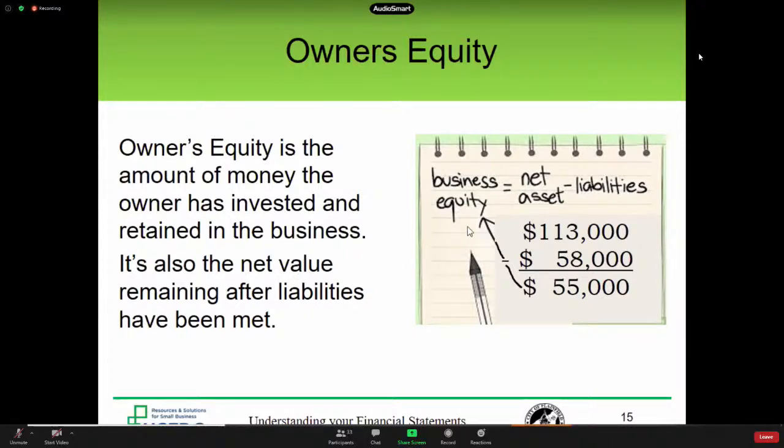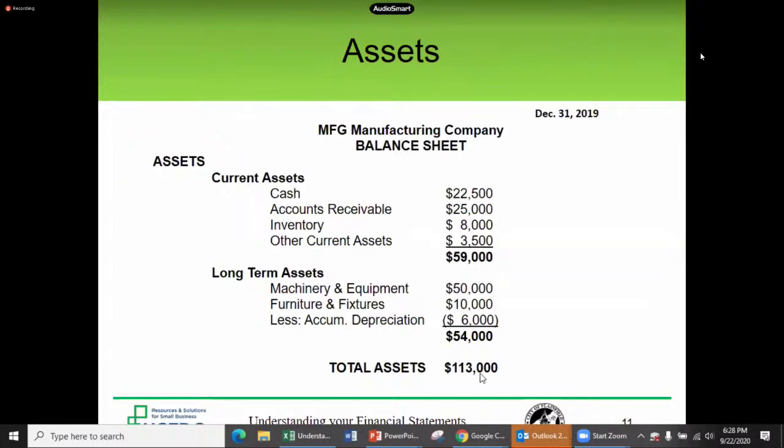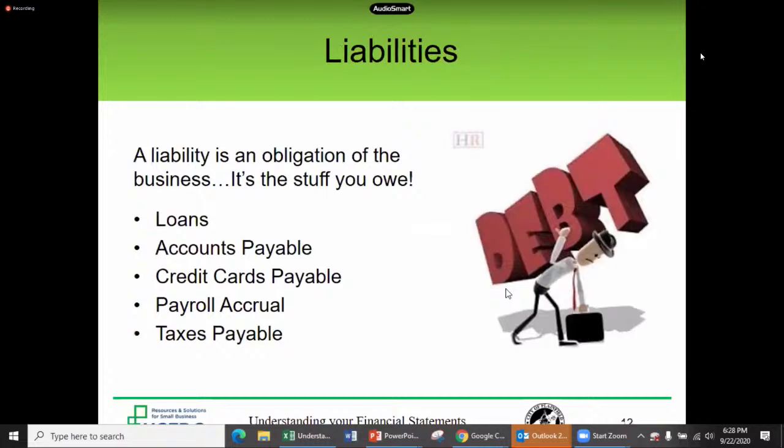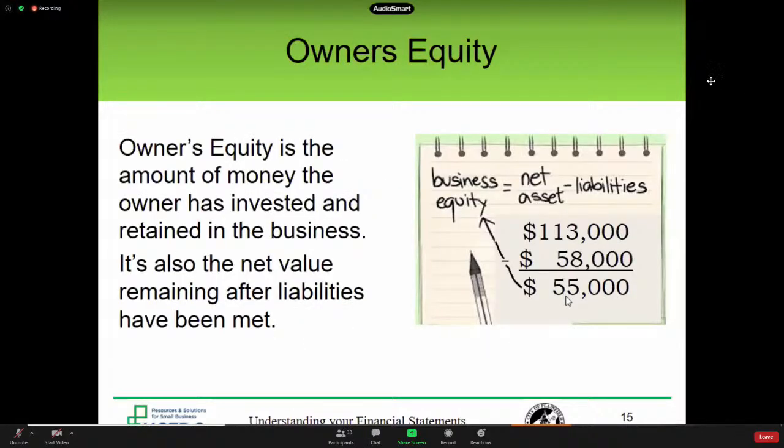And again, the formula is assets minus liabilities. So you can see here we've got assets, total assets are 113,000, total liabilities are 58,000, right? So that means that their owner's equity for this hypothetical company is 55,000.